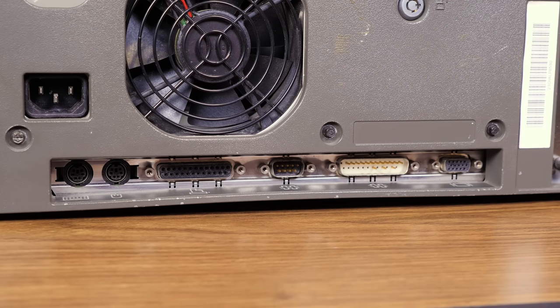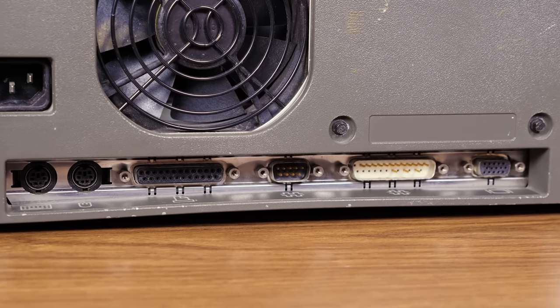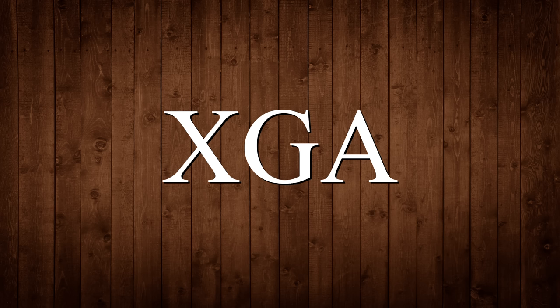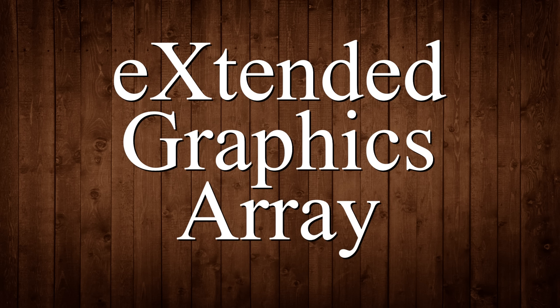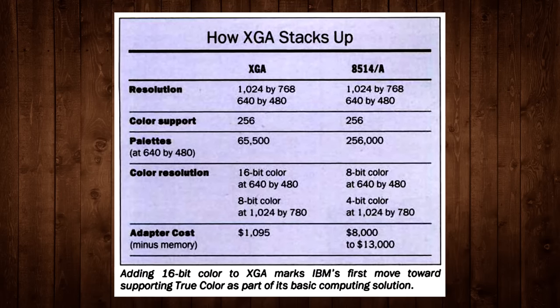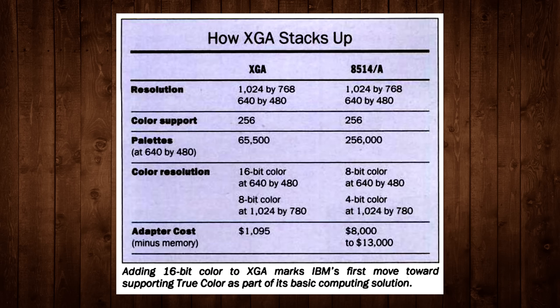Integrated into the motherboard are a PS2 keyboard and mouse port, and yes, this line of machines is why they're called PS2 ports, as well as 2 serial ports, 1 parallel port, and 1 XGA video port. XGA is the Extended Graphics Array, a backwards compatible upgrade to VGA, equipped with 512K of RAM and supporting up to 1024x768 resolution at 16 colors.